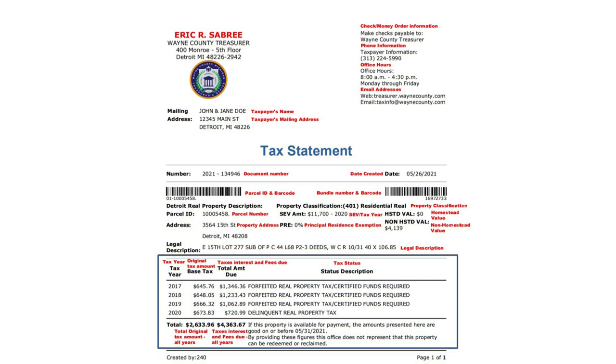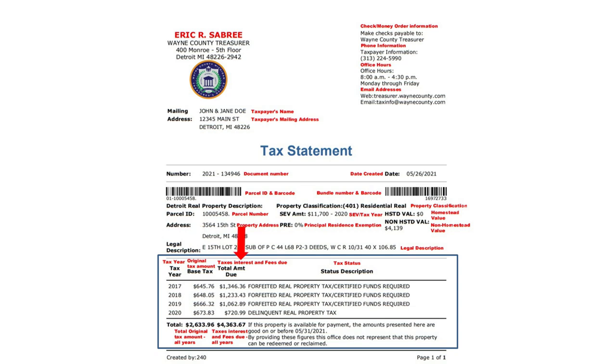The next section has 4 columns. The first column is the tax year. This lists the tax year that is currently delinquent. The second column is the base tax. This is the amount of the base tax that is still due each delinquent tax year. The base tax is the amount of taxes that were not paid at the local treasurer's office and sent to the Wayne County Treasurer's Office for collections.